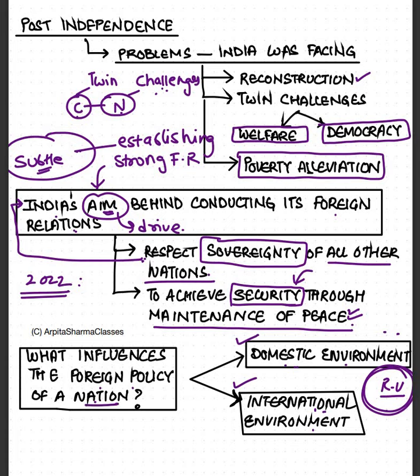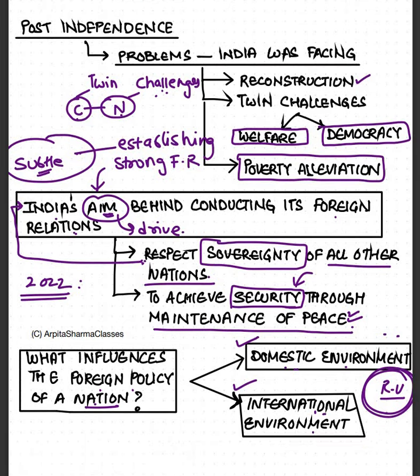And specifically when it comes to India, the aim behind starting and building our foreign relations was, first, to respect the sovereignty, dignity and integrity of all the other nations. We should never harm their integrity and their respect. And second was to achieve security, yes, but not through wars or violent means, but through the establishment of peace. Okay, यहाँ तक point आपको clear हो गया? This page is clear? Okay.